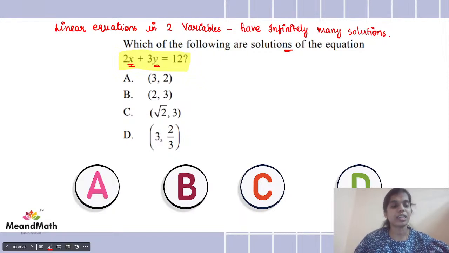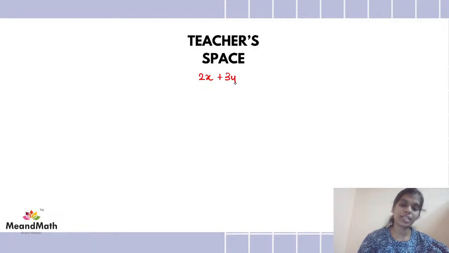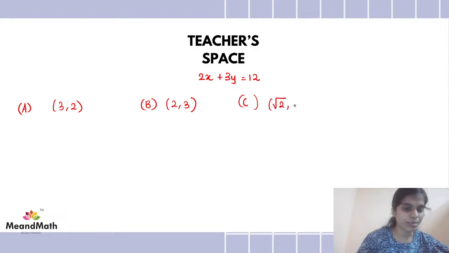How can we find the solutions? Just check with your ordered pairs. What is an ordered pair? It is the corresponding x value and y value, right? 2x plus 3y equal to 12. And we have certain options. Option A is (3, 2). Option B is (2, 3). Option C is (root 2, 3). And option D is (3, 2/3).